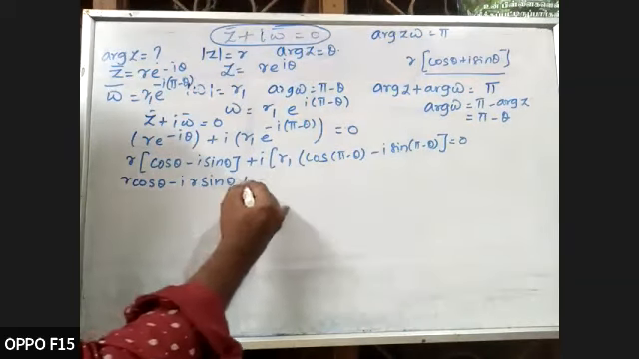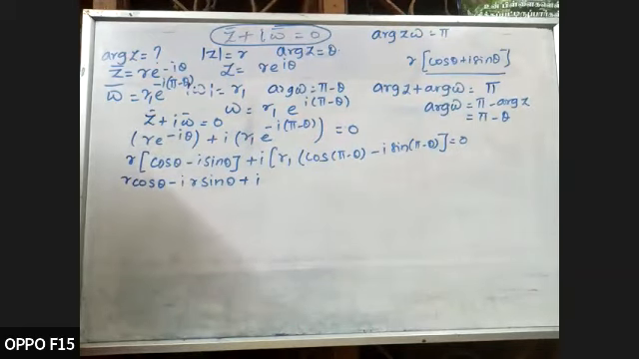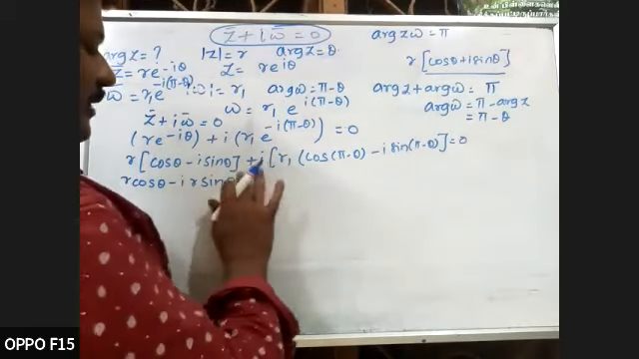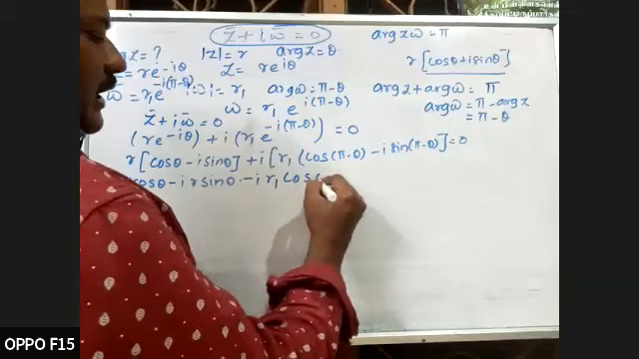அடுத்தது பாருங்க, i into r1 cos pi minus theta. என்ன சொல்ல முடியுமா? What is r1 cos theta? Cos pi minus theta, cos 180 minus theta. Come on students, it is minus cos theta. Very good, which is equals to minus cos theta. அப்ப இது எப்படி போகும்னா minus i into r1 cos theta.